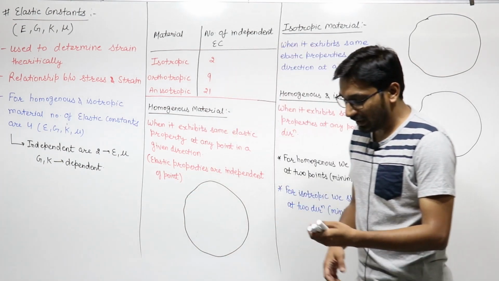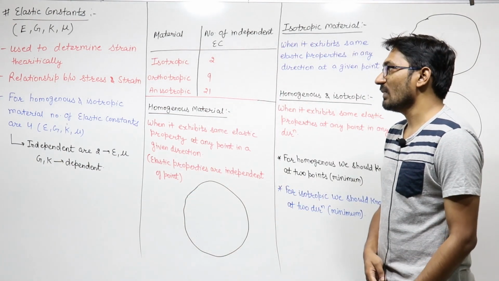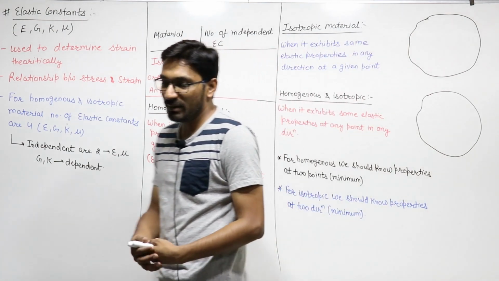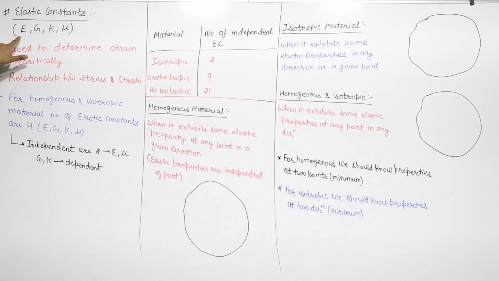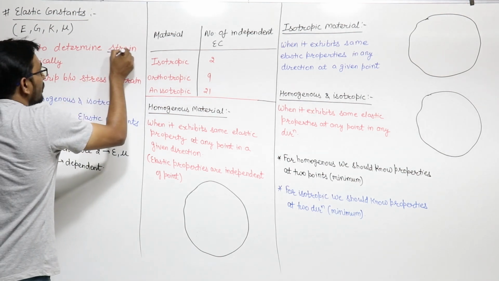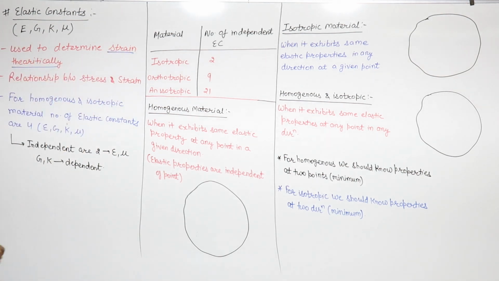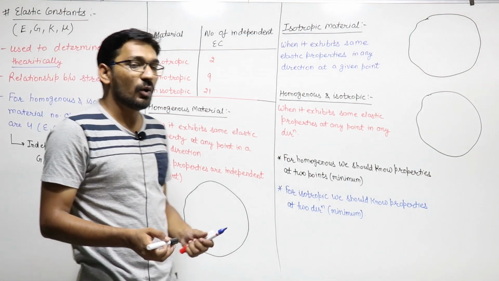Let us see what is the meaning of elastic constants. The elastic constants are of 4 types, and they are E, that is the Young's modulus of rigidity or Young's modulus of elasticity, G is your modulus of rigidity, K bulk modulus, and mu is your Poisson ratio. So the elastic constants are used to determine strain theoretically, right? We have to know what is the value of strain when an externally applied load is there.